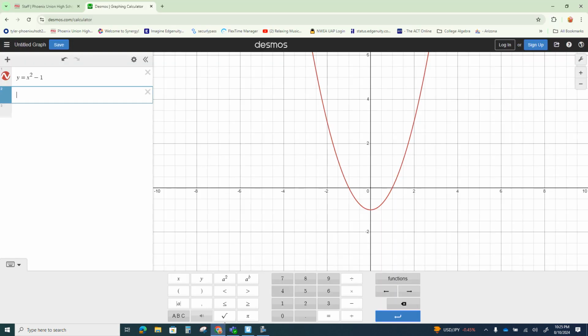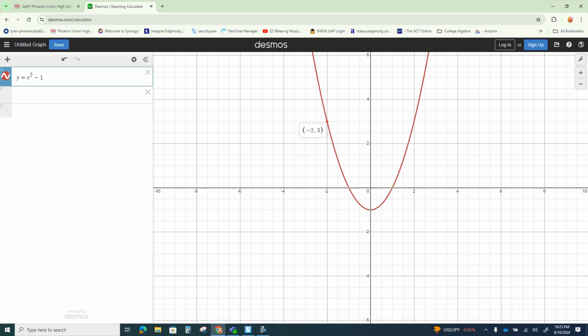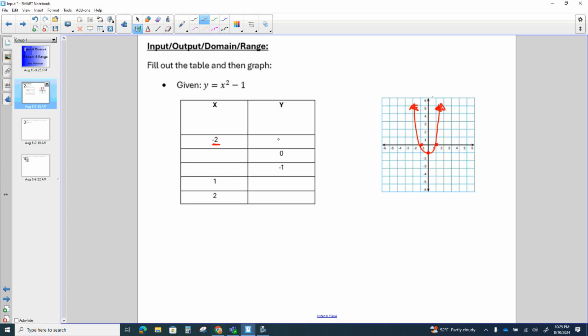So let's go to the actual one that was graphed the best. I'm going to come over here. Here's my negative 2 for the x. And then I go up all the way to here, and that is where it lands on the y. As you can see this point, it says 3. So negative 2 is my x. That's what I plugged in. And what I got out was a 3. So my answer is 3 for this one.